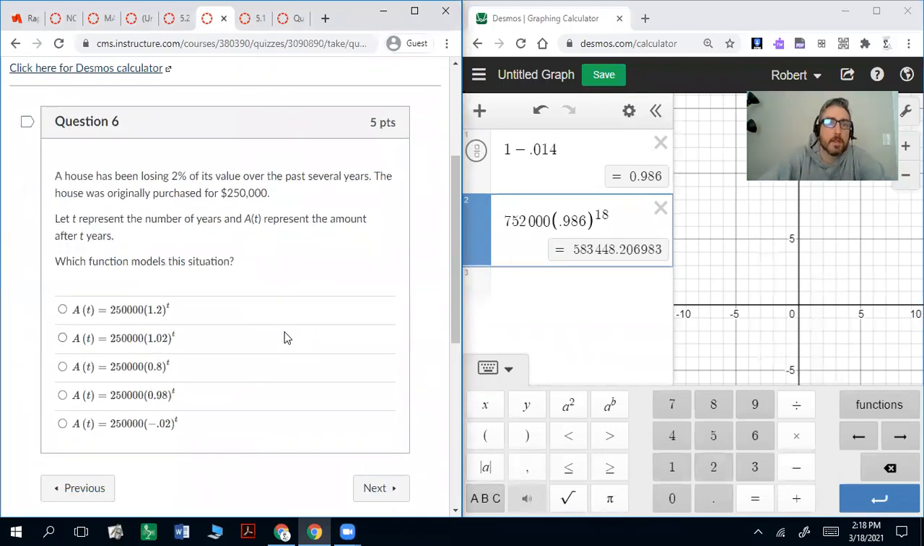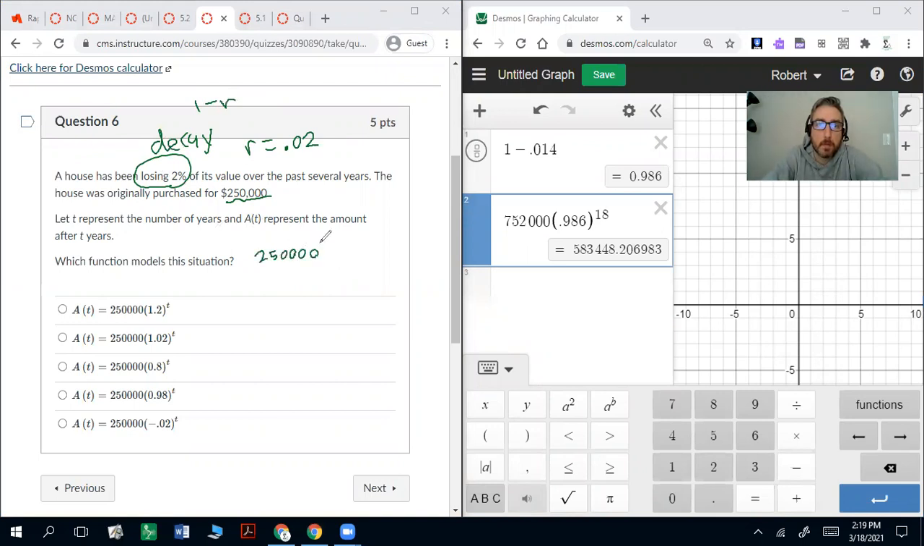And question 6, one more like this. A house has been losing 2% of its value over the past several years. The house was originally purchased for $250,000. Let T represent the number of years and A(T) represent the amount after T years. So it's been losing, so it's again going to be decay. So your rate is 2%, that's 0.02. So decay is going to be 1 minus the rate. So 250,000 times (1 minus 0.02), 100% minus 2%, which is 98%. You can check that in the calculator. 250,000 times 0.98 to the T power. So that's going to be that one there.